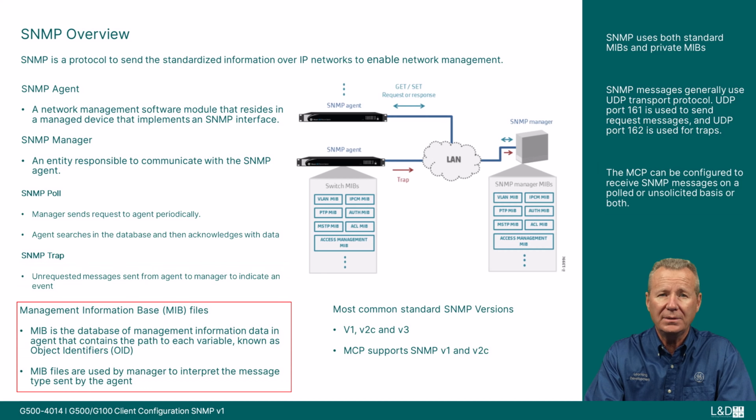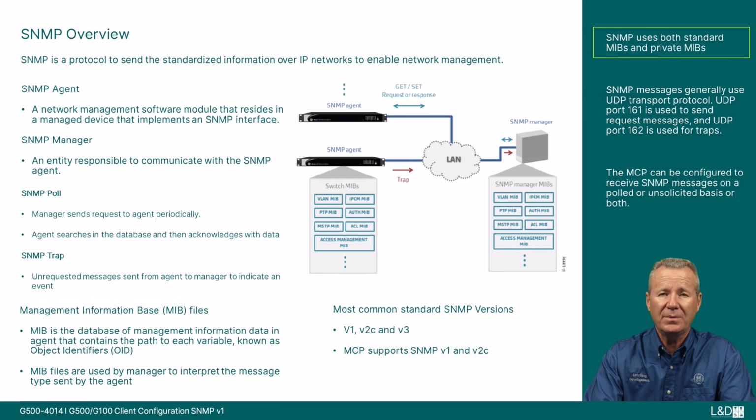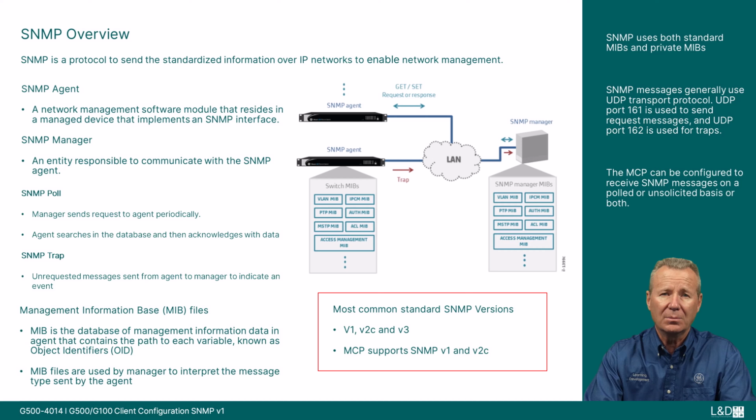Management Information Base, or MIB files. The MIB is the database of management information data in the agent that contains the path to each variable, known as object identifiers, or OID. The MIB files are used by the manager to interpret the message sent by the agent. SNMP uses both standard MIBs and private MIBs. The most common standard versions for SNMP are V1, V2C, and V3. The MCP supports SNMP V1 and V2C as of MCP version 4.0.